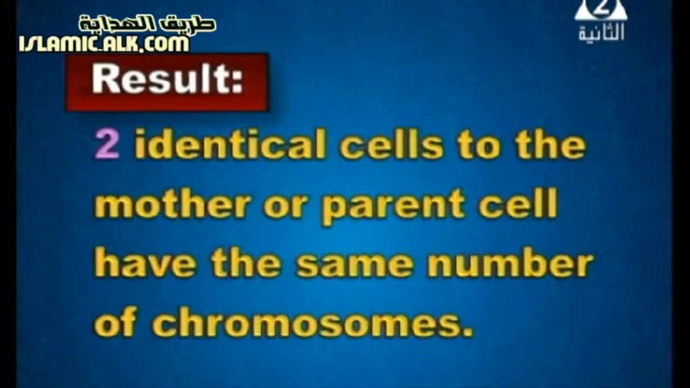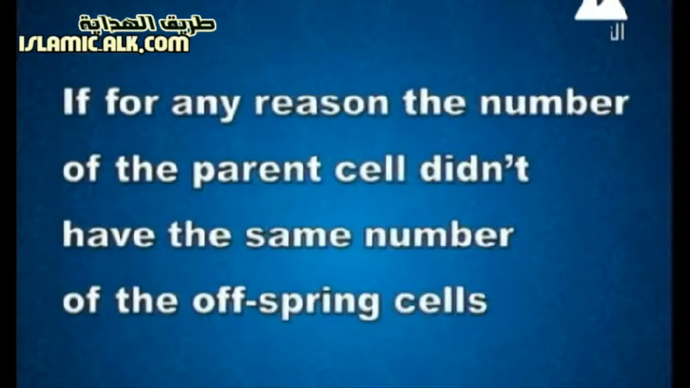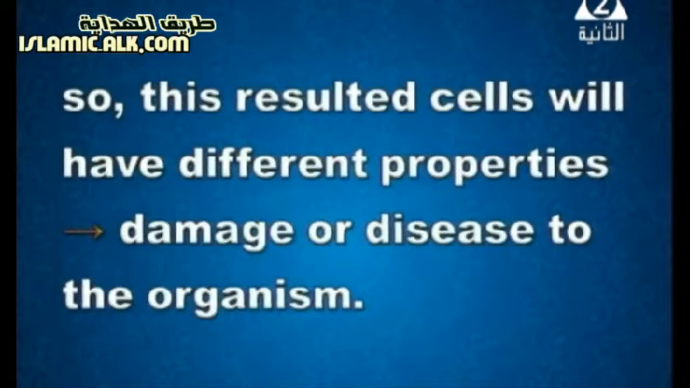If for any reason the number of chromosomes of the parent cell isn't the same as in the offspring cells, these resulting cells will have different properties, and there will be damage or disease to this organism. So as a result of the mitotic division, the cell must have the same number of chromosomes as in the parent cell.